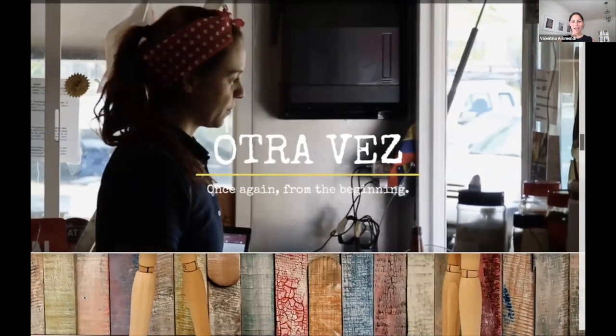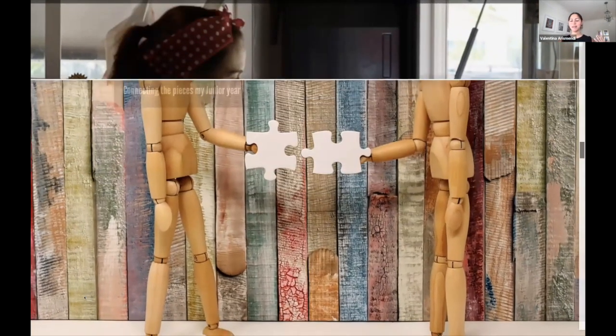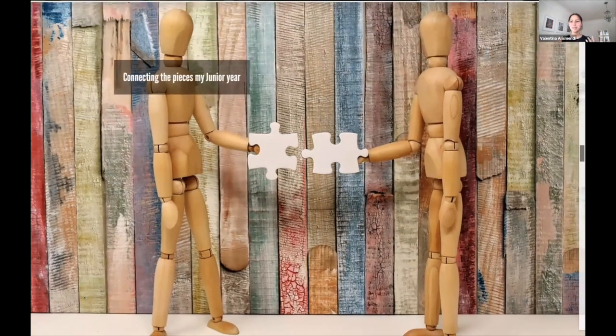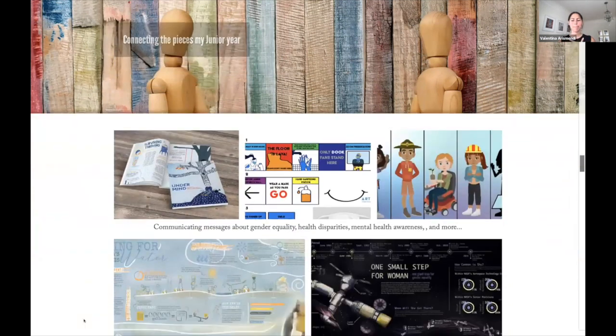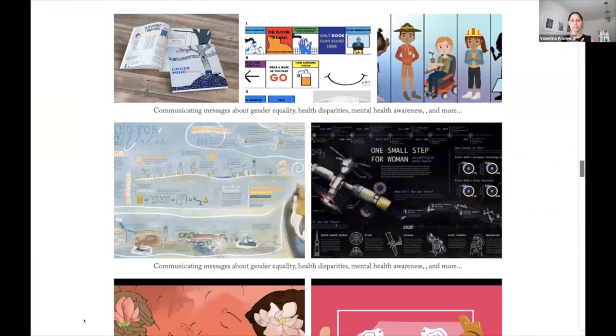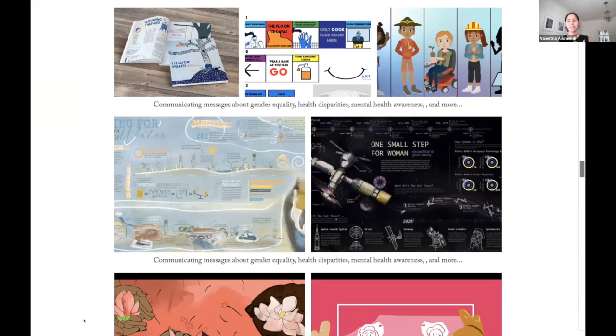So by the time I came back after that summer for my junior year, I was really starting to put all the pieces together. I was like, you know what? I am interested in visual design. I'm interested in communicating, but all of these really important topics matter to me. So how can I be marrying the two together? I spent my junior year really just building on what I had learned.